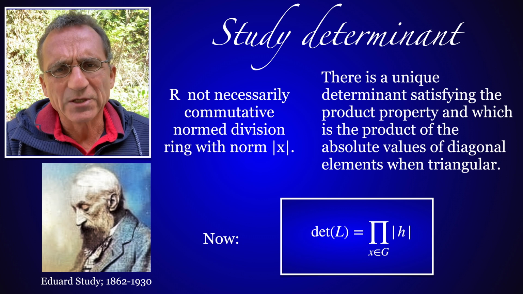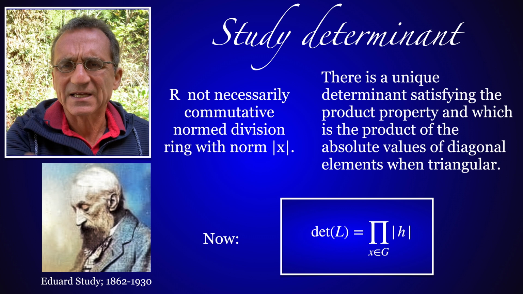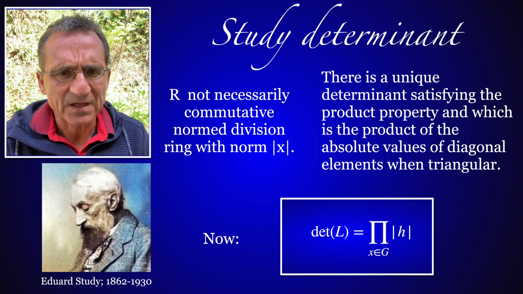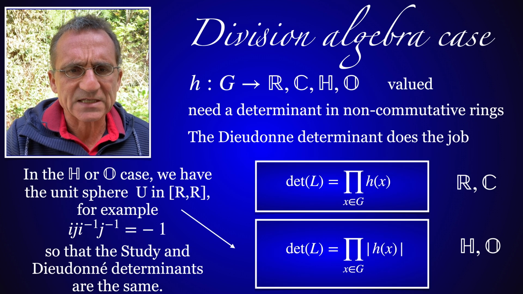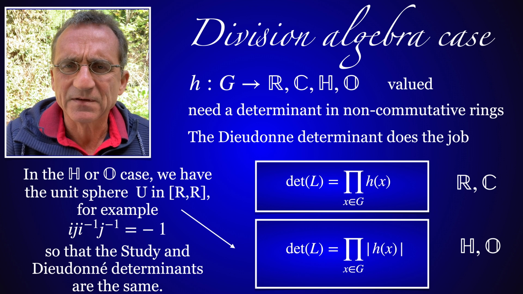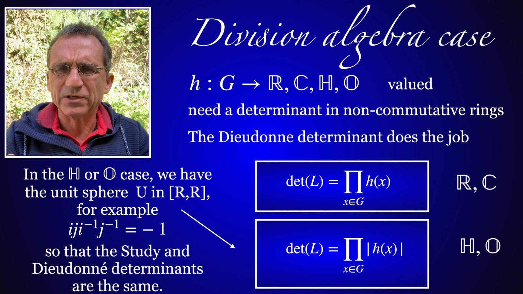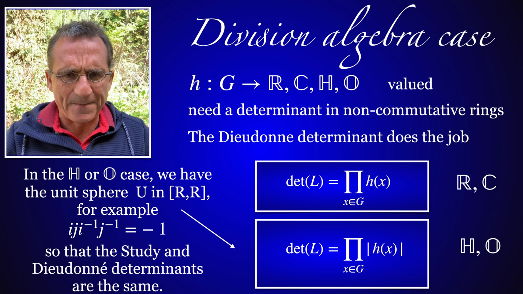And in the division algebra case, non-commutative case like H and O, this is what happens. Here we have the Study determinant. So that's what I just said. We have these 4 division algebras. There are 2 commutative ones and 2 non-commutative ones. In the commutative ones, we have the usual determinant. In the non-commutative one, we have the Study determinant.